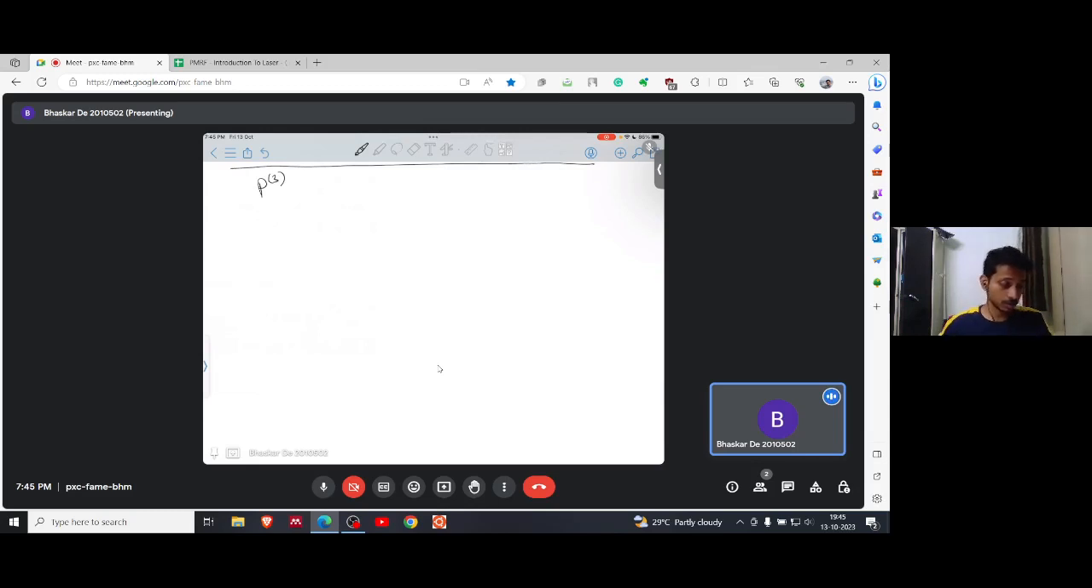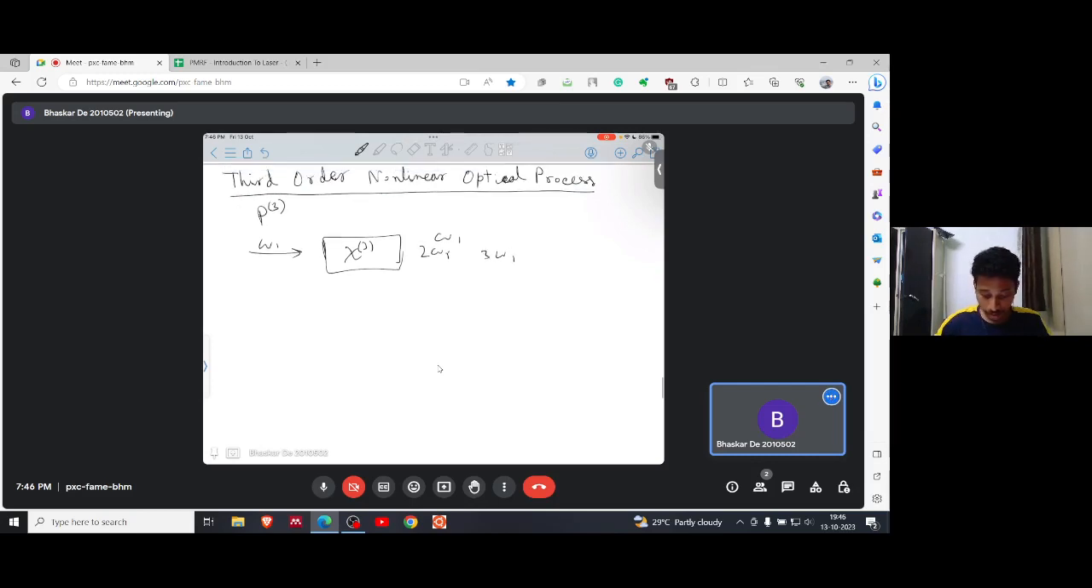So here the input beam is of angular frequency omega 1. It is transmitted through an optical material which could be a liquid, solid or gas. Emerging from that material would be a beam consisting of not only the fundamental frequency omega 1, it will have omega 1, 2 omega 1 and 3 omega 1. These three frequencies will be there. So basically in third harmonic generation we will not have these two frequencies, we will only have this frequency.